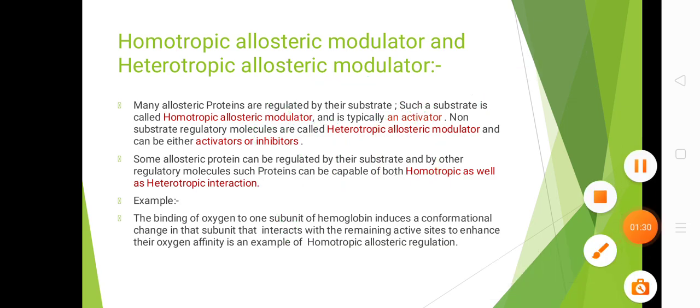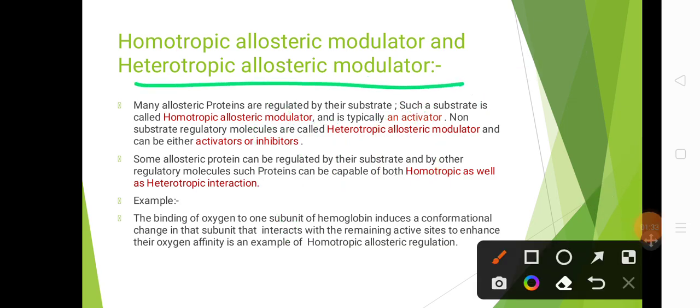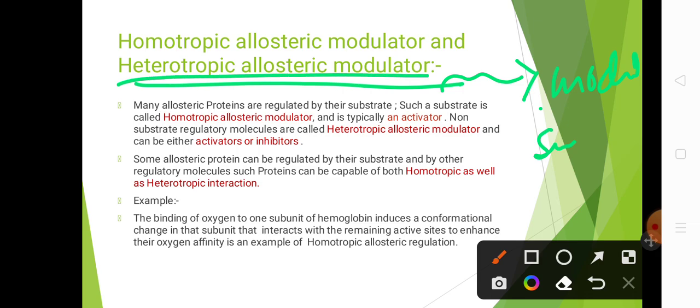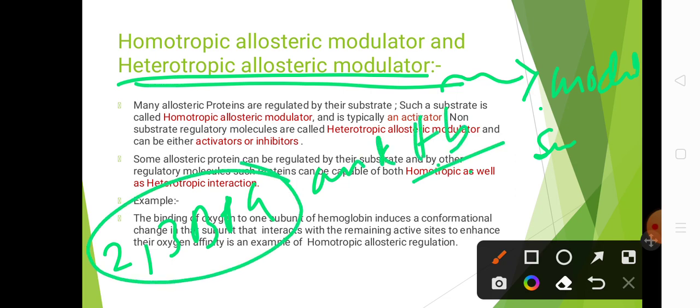Now let's come to heterotropic allosteric modulator. Heterotropic allosteric modulators are the ones where the modulator and substrate are different things. That means here the substrate is not playing the role of an allosteric modulator. We also know the example of heterotropic allosteric modulator, that is the interaction between 2,3-BPG and hemoglobin, right? Where binding of 2,3-BPG on one subunit of hemoglobin decreases the affinity for oxygen in the other subunits of hemoglobin, right? So that is the idea of heterotropic allosteric modulator.